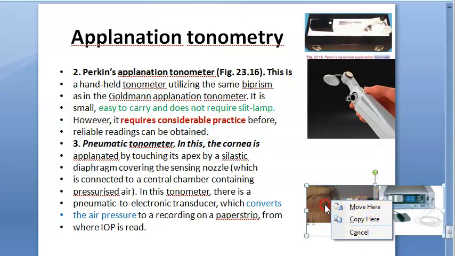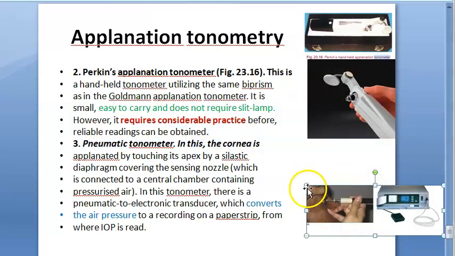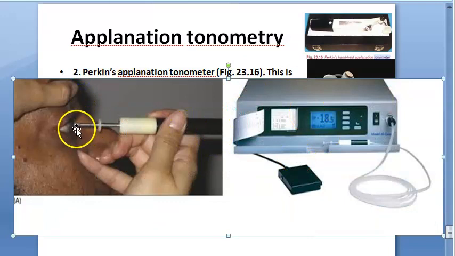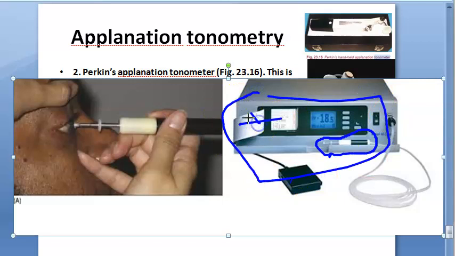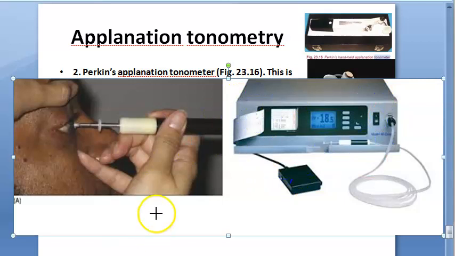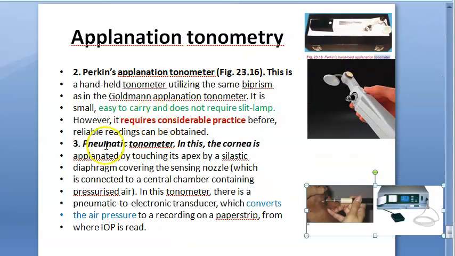So look at this, seems to be the pneumatic one. Just see what you think about it. You see this? The same thing that they are holding here, this white and black pen kind of thing, it's there here. See, they've kept it here. And this device is showing some reading and it's also printing. Nice, right? So this is some pneumatic tonometer.